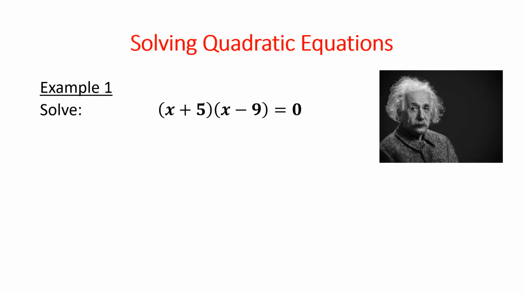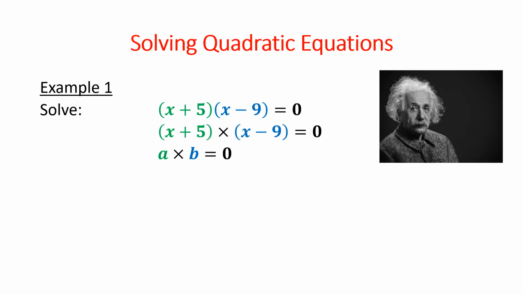Now, when we write (x + 5)(x - 9) = 0, we know it means x plus 5 times x minus 9 equals 0. We have these two factors. X plus 5 is a factor, and we multiply by another factor. Remember, a factor times a factor equals a product. So the first factor is x plus 5 and the second factor is x minus 9.